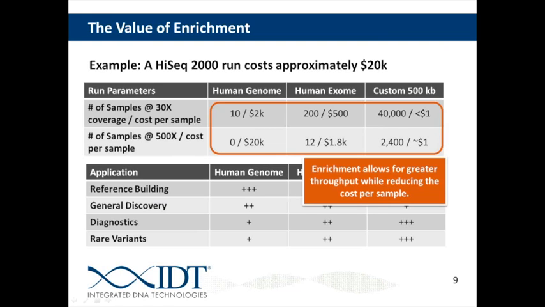If you try to increase that coverage to 500x, which is useful for rare variant detection, you would not be able to do that with human genome sequencing given current technology. However, with human exome sequencing or a custom 500 kb capture, you can increase your sample throughput for a 30x coverage up to 200 to 40,000 samples. And if you are doing rare variant detection or variant discovery, you can do 12 to 2,000 samples. So your throughput is greatly increased as you enrich your sample for a more relevant target sequence. Furthermore, your cost is decreased. You can go from $2,000 per sample to less than $1.